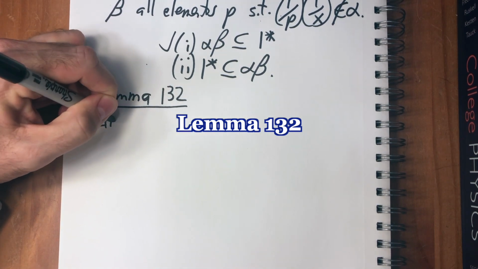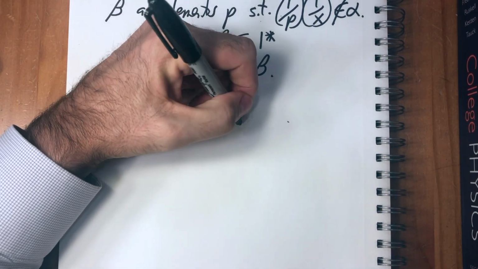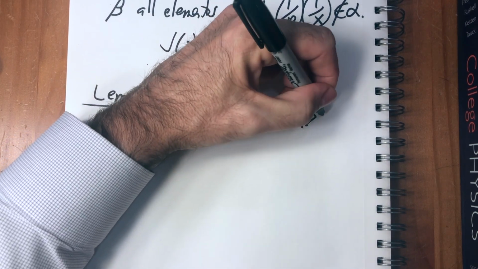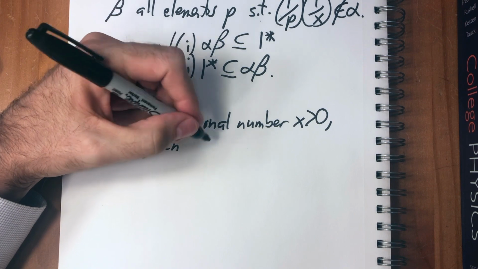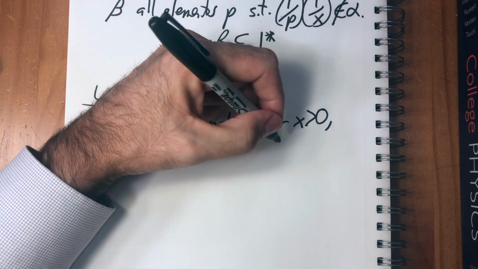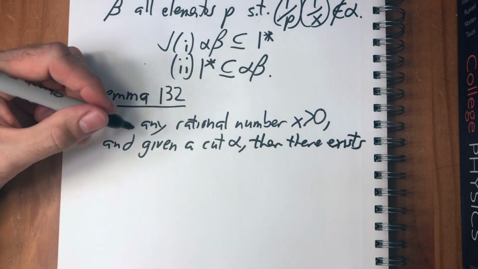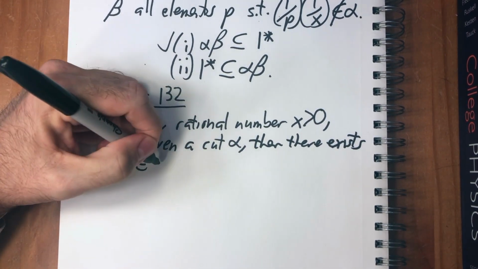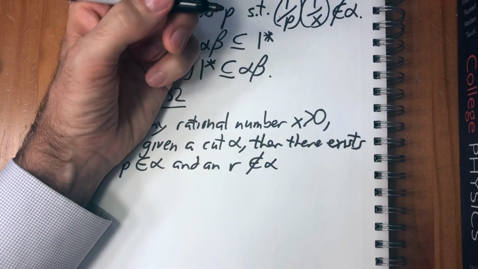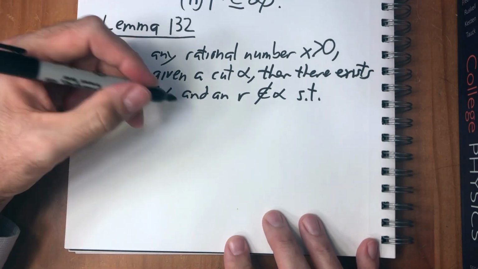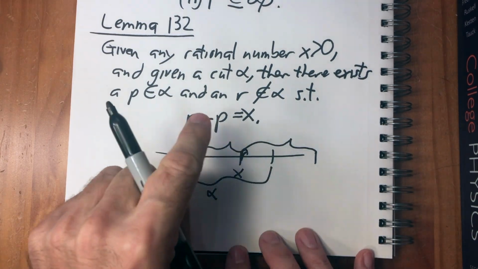So the lemma is that given any rational number x greater than 0, so positive, and given a cut alpha, then there exists a p that's an element of alpha and an r that is not an element of alpha, such that r minus p equals x. Minus is the difference between two numbers. It's the distance between two numbers.